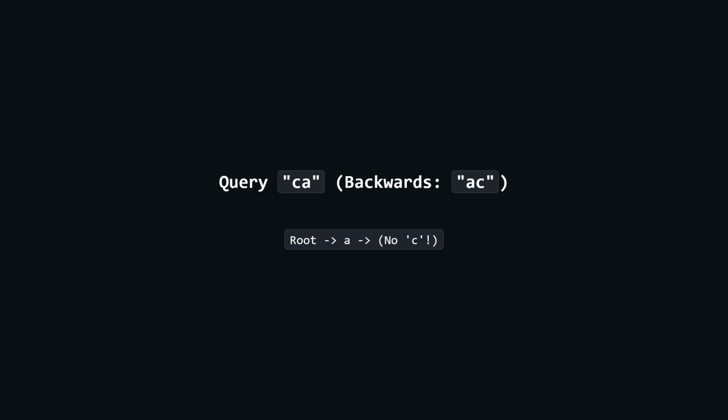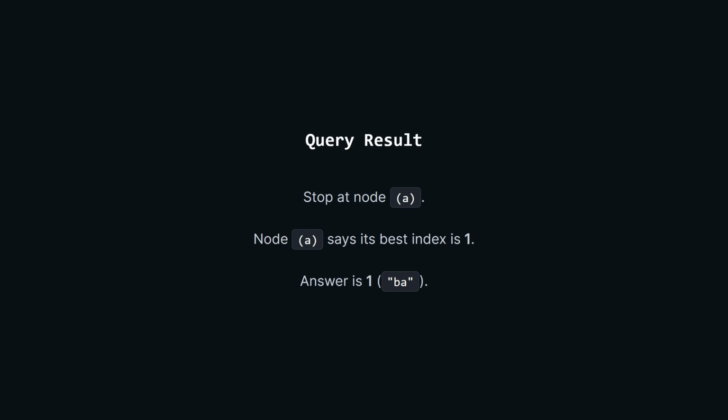Now if we query the word CA, reversed, it is AC. We successfully step down to the A node, but looking at its children, there is no C path to take. So we are forced to stop at the A node, and we simply ask it for the best index it saved earlier, which is 1, giving us our perfect tie-breaking answer without any extra work.